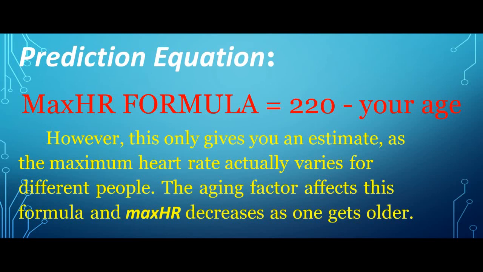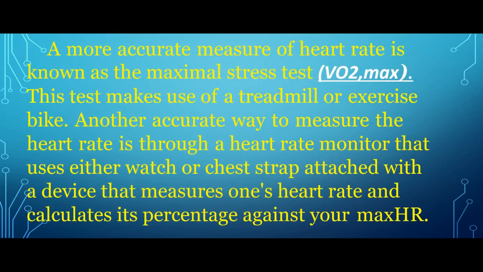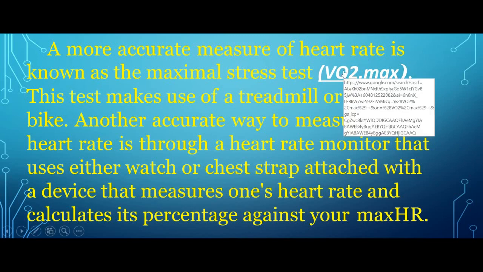However, this only gives you an estimate, as the maximum heart rate actually varies for different people. The aging factor affects this formula, and max HR decreases as one gets older. A more accurate measure of heart rate is known as the maximal stress test. So what is VO2 max, the maximal stress test?